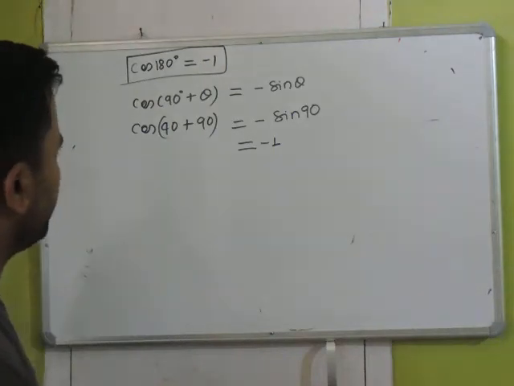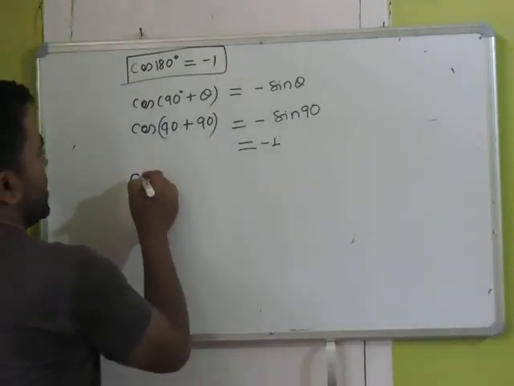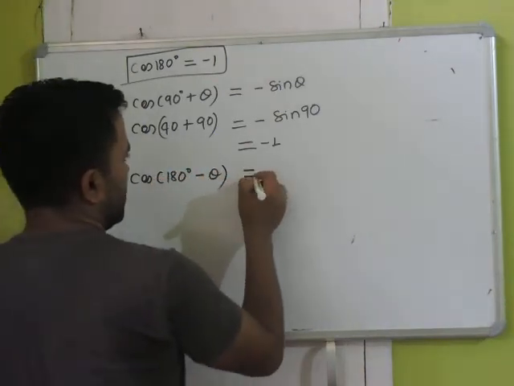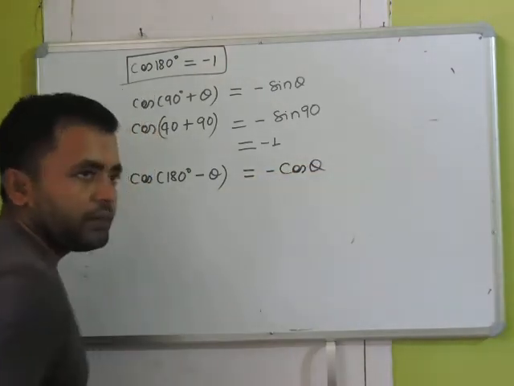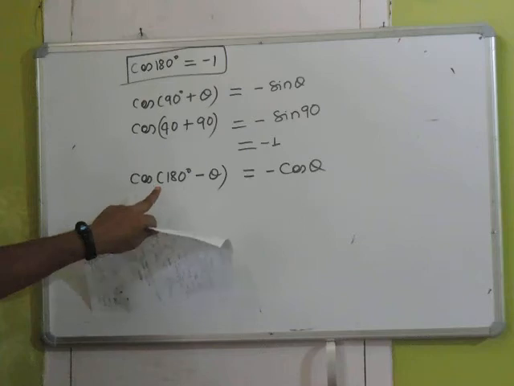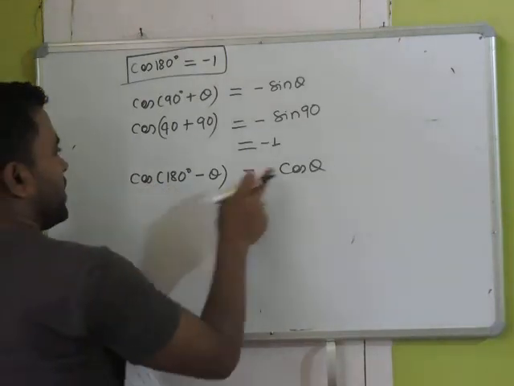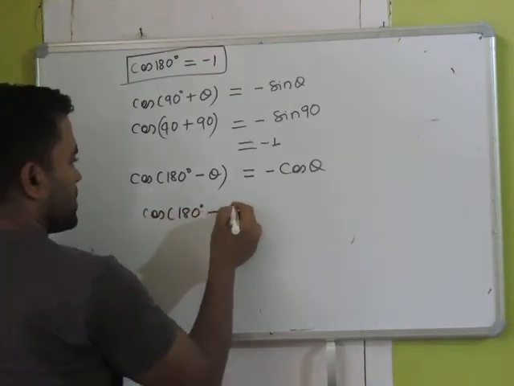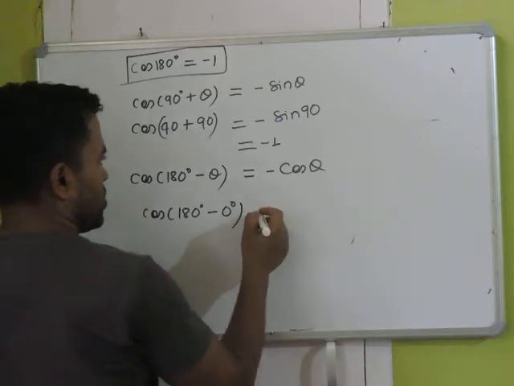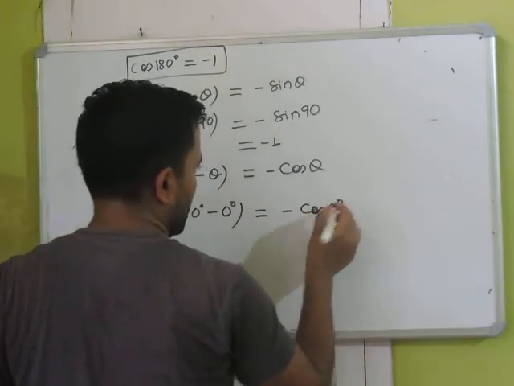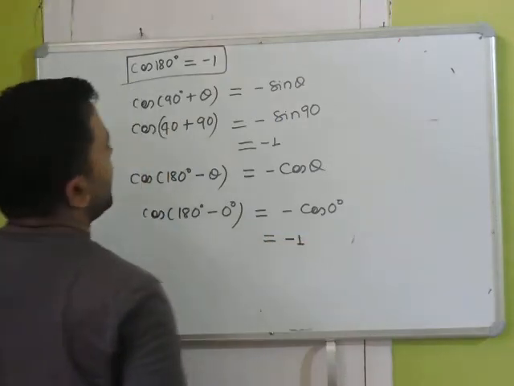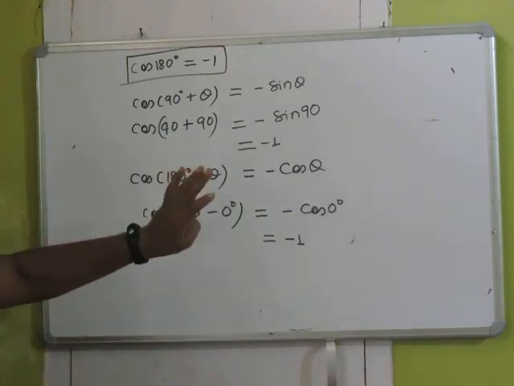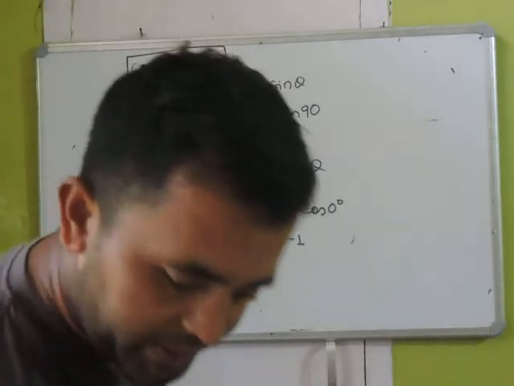Now let us try one more using this idea, cos 180 minus theta. If you recall, that is equal to minus cos theta, right? So if I make theta 0, so cos 180 degree minus 0 degree will be equal to minus cos 0. Cos 0 is 1, so this is -1. Now you have to remember these things, especially 90, 180 and some angles.